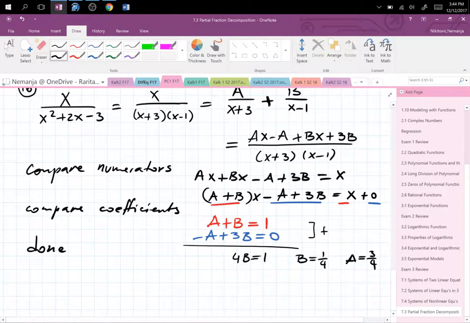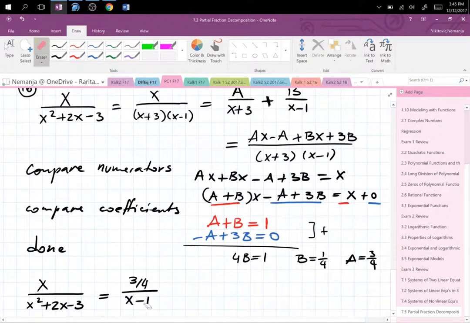Looking at the red equation. So, the x over x squared plus 2x minus 3 is equal to a, which is 3/4, over x plus 3, plus b, which is 1/4, divided by x minus 1. And that's it. So I'll go through it one more time, and then we'll do the next example.